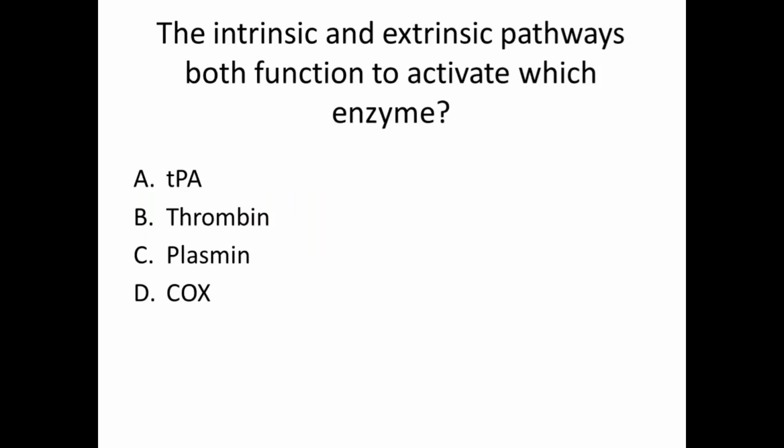Intrinsic and extrinsic pathways both function to activate which enzyme? So maybe it's a sneaky question. So thrombin does act as an enzyme by converting fibrinogen into fibrin, right? And that's where the common pathway meets, where we have factor 10 that activates the thrombin, and then thrombin is able to convert fibrinogen into fibrin.